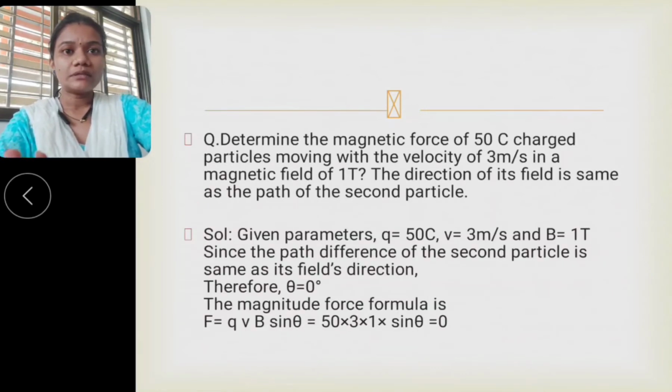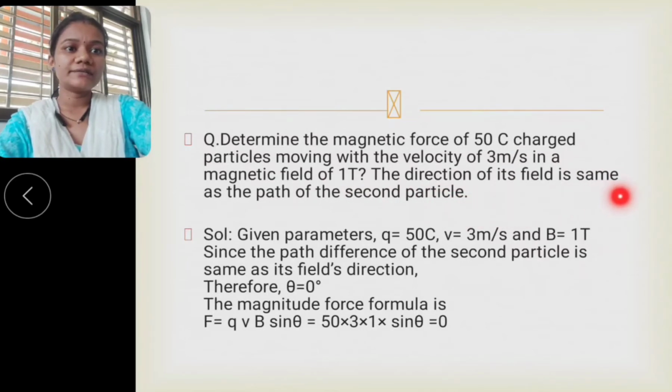Suppose this is one example for you. The question is: determine the magnetic force on a 50 coulomb charged particle moving with a velocity of 3 meters per second in a magnetic field of 1 T. The direction of the field is the same as the path of the particle.